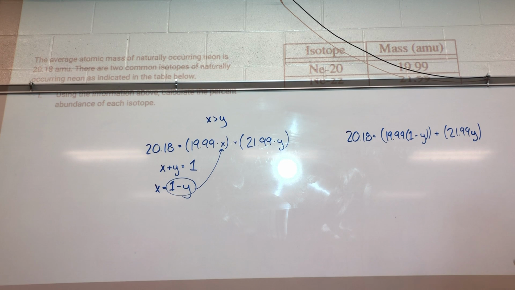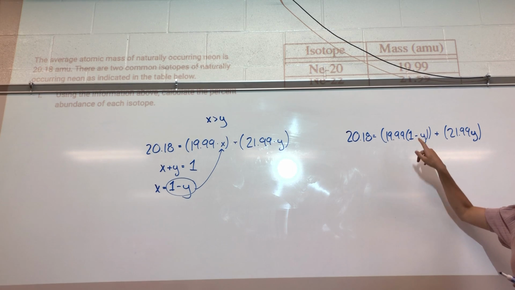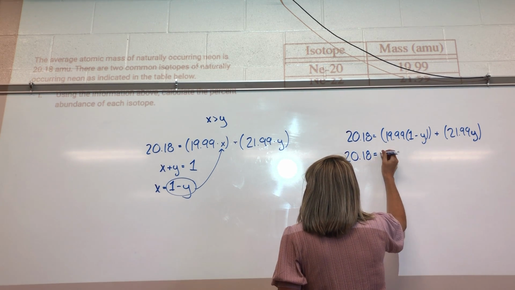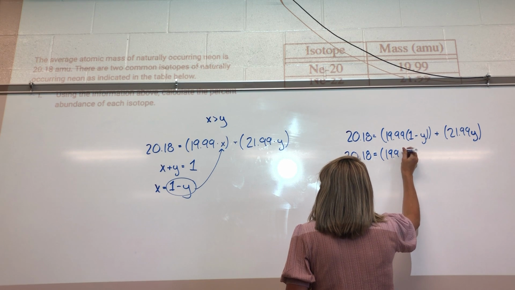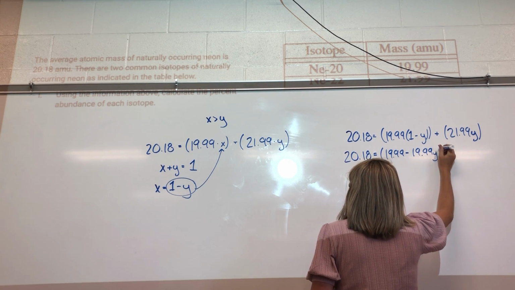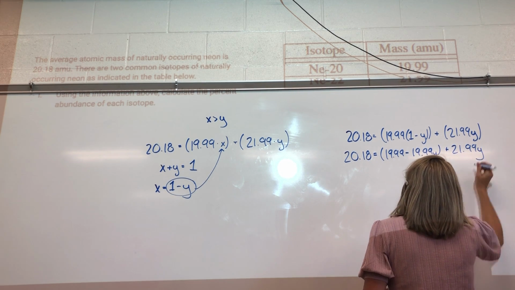Okay, so I just substituted it in. Now I'm just going to start simplifying things down because we just want to get y by itself. So the first thing I would do is distribute to get rid of that parenthesis. Here's my distribution step. We're going to have 19.99 minus 19.99y plus 21.99y.